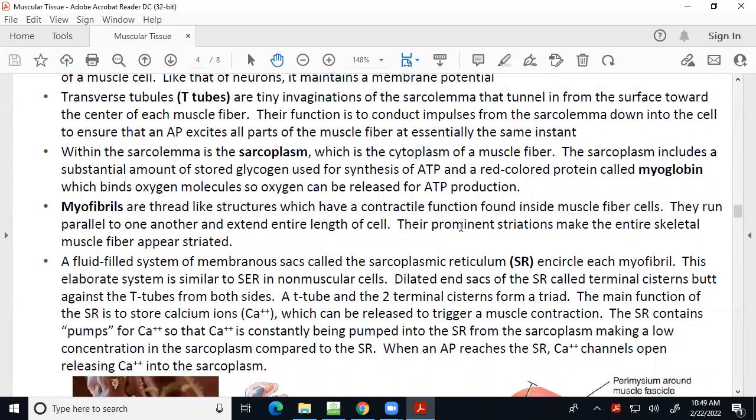Okay, within the sarcolemma is what we call the sarcoplasm, which is just a fancy term for the cytoplasm of the muscle fiber. Here we'll find a substantial amount of stored glycogen, which is what we use to make ATP. There's also a red colored protein called myoglobin, which binds oxygen molecules so oxygen can be released for ATP production.